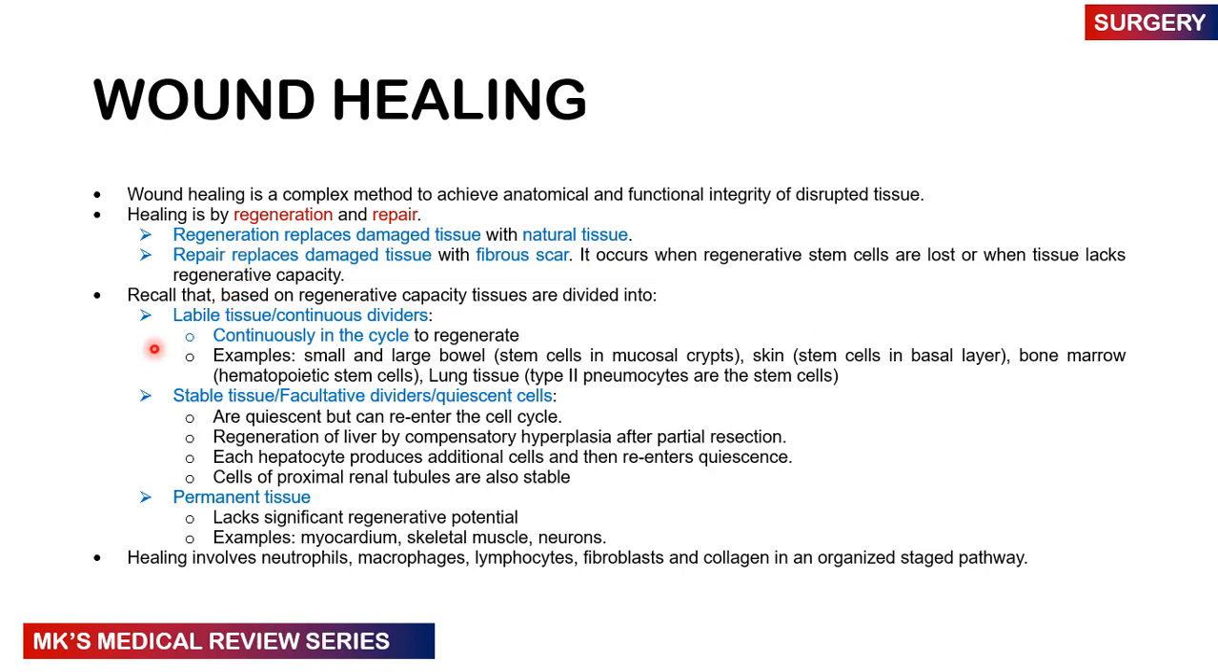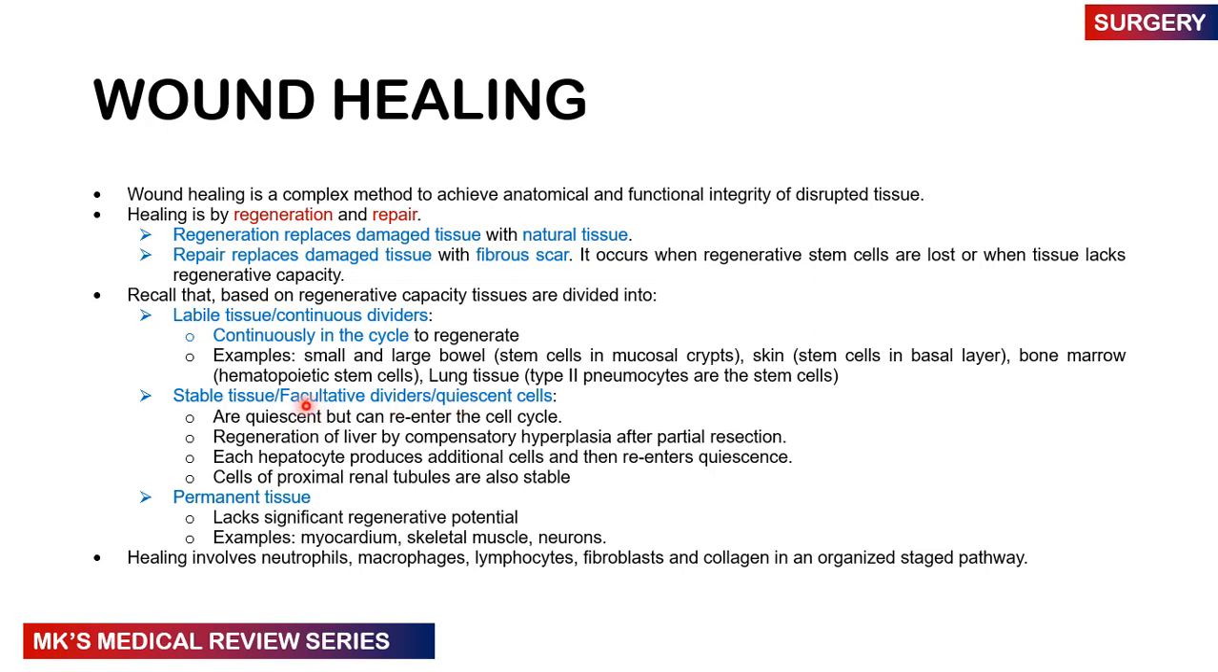So the labile cells are constantly in the cell cycle, so they are constantly regenerating. Examples include small bowels and the large bowel. The stem cells are found in the mucosal crypts. The skin, the stem cells are found in the stratum basale, the basal layer of the skin. Bone marrow has the hematopoietic stem cells. The lungs have the type 2 pneumocytes, which act as stem cells.